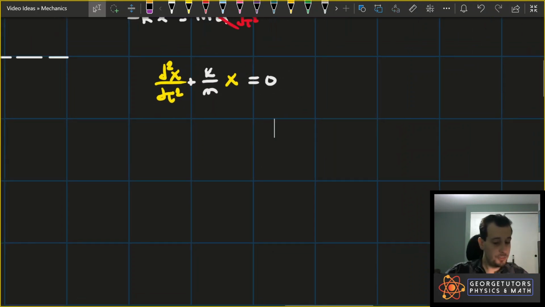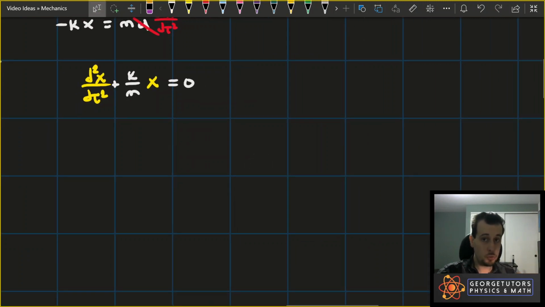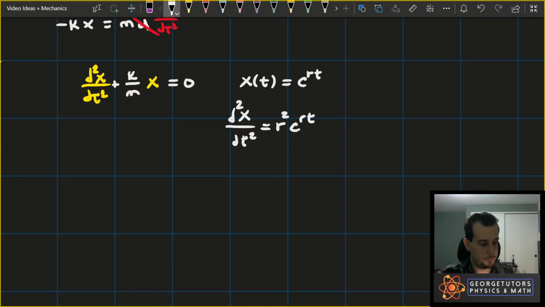Now, those equations typically have exponential solutions, and we usually try to guess the solution as an exponential of the form e to the rt. If I take the double derivative of this right now, what I end up getting, you can very easily see, I will get r squared e to the rt.